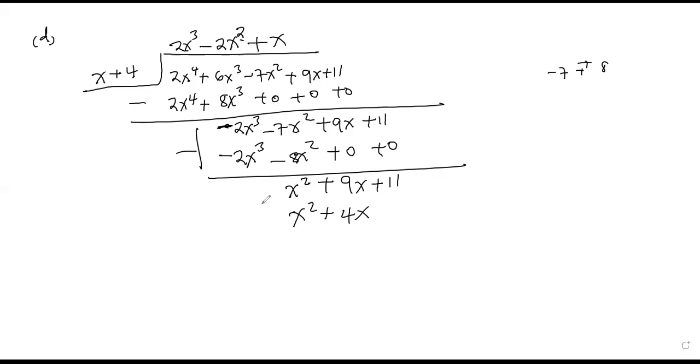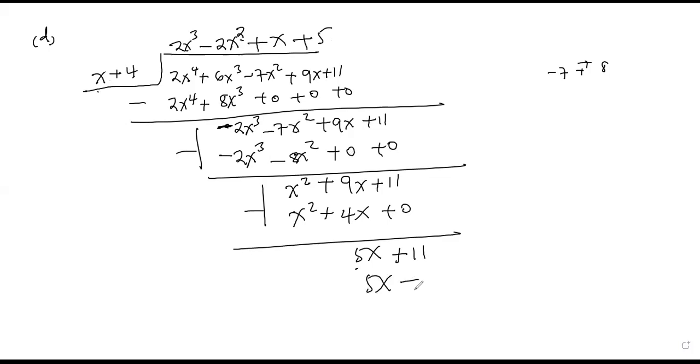Then you subtract again. Of course, here you have a 0. When you subtract, x squared minus x squared is 0. 9x minus 4x, 5x. 11 minus 0, that is 11. 5x can be divided by x to give you a 5. 5 times x, 5x. 5 times 4, plus a 20.